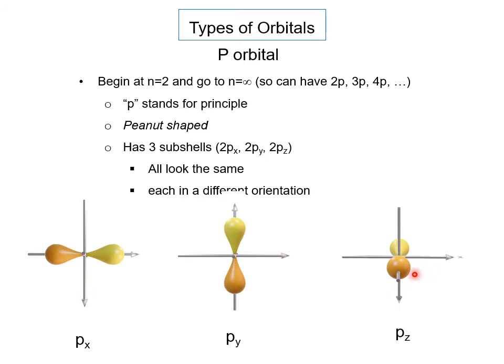They all look identical to each other. The difference between them is in their orientation. Each one of these holds two electrons. So the 2p's all together hold 6 electrons. The 3p's all together hold 6, and so forth. They all hold 6 electrons. One in the x direction, one in the y, one in the z. But they also all have the same energy.